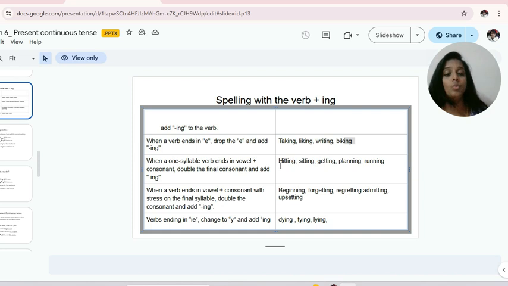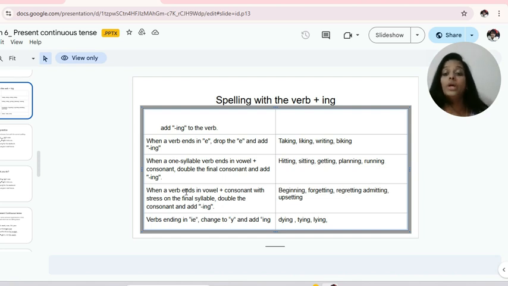Say for example the words hit, sit, get, plan, run. All these one syllable words end with vowel and consonant. Remember vowel plus consonant, double the final consonant and add ing. So you are doubling the consonant at the end and adding ing. Hitting, sitting, getting, planning, running.